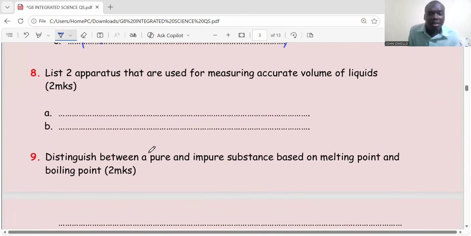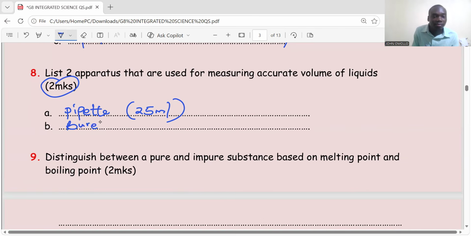List 2 apparatus that are used for measuring accurate volumes of liquids. 2 marks. Wow. That one is very, very simple. They are used to measure accurate volumes of liquids. Number 1, we have the pipette. Remember I talked about the pipette that time? And the pipette always measures a volume of 25 ml exactly. Number 2 is the burette. Again, the burette measures up to 50 ml.